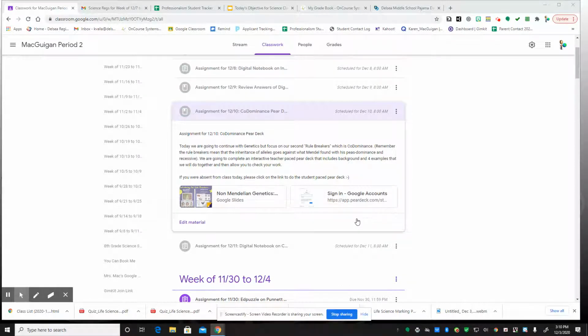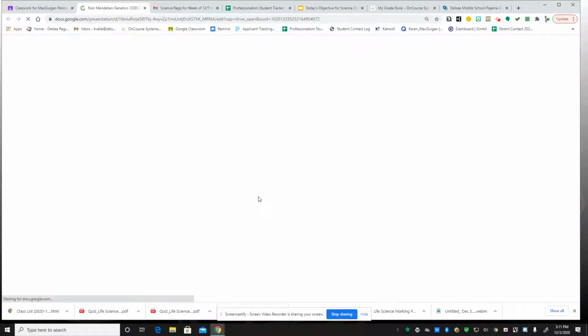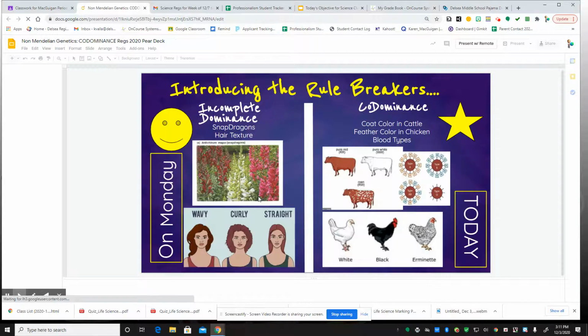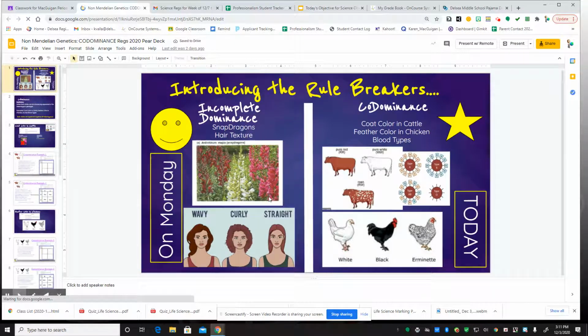Up until this point, we talked about incomplete dominance, which is where there is a blending of the traits. So today we're going to be talking about codominance, which is when both of the alleles that are provided are both dominant. So there isn't such a thing as a recessive trait. They're both dominant, which means both of those traits will show. It's not a blending, they're just actually both going to show in the offspring.